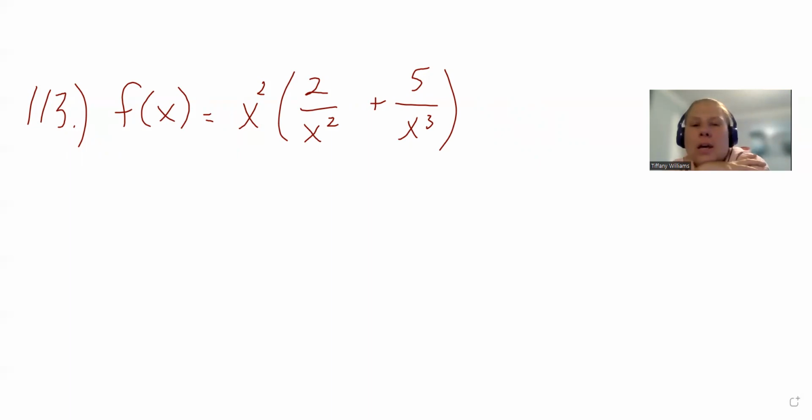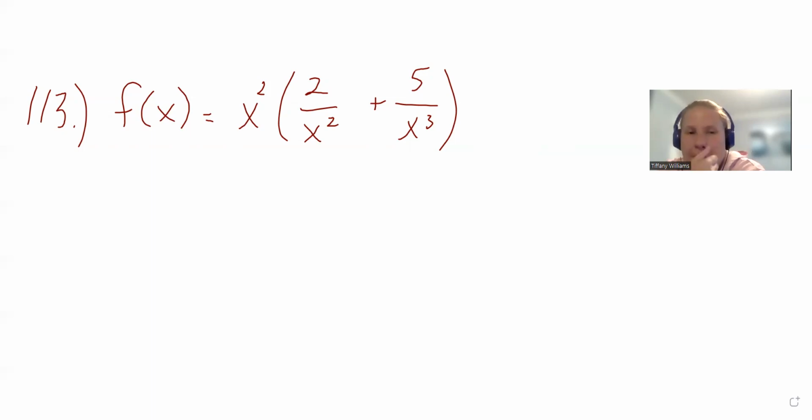Now, again, this is a product, right? I've got x squared times the stuff in the parentheses. So I could designate x squared to be f of x, and this 2 over x squared plus 5 over x cubed to be g of x. I could rewrite the second as 2x to the negative 2 plus 5x to the negative 3, cleaning up the denominators here. I could do all of that, but that sounds like a lot of work.